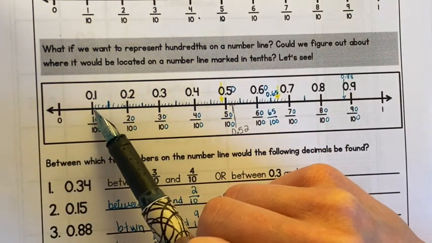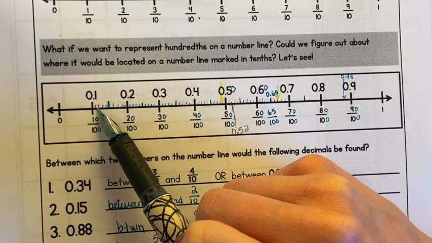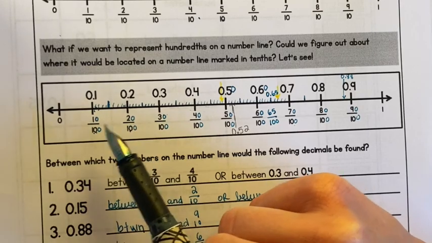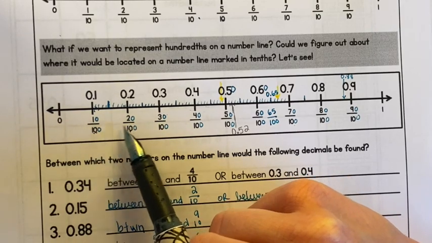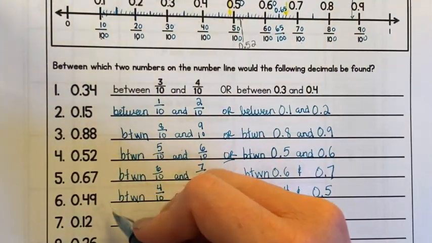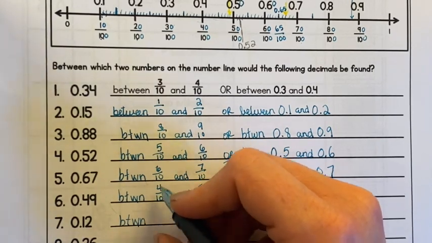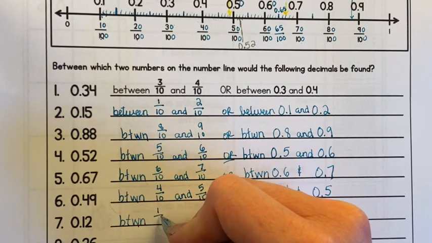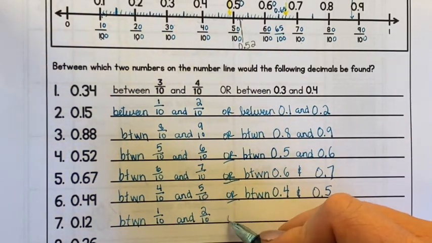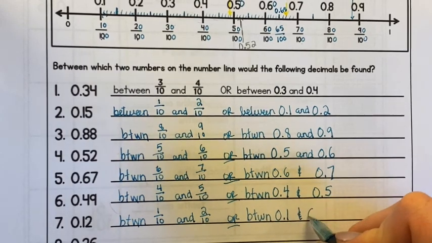Okay, my last two. This next one is 0.12, or 12 hundredths. So again, I'm going to go to 0.1, and then I just count up 2 more ticks. 1, 2, and it's right here. It's between 1/10 and 2/10. And I know my zeros are probably confusing you now. Or 10 hundredths and 20 hundredths, they're the same. Or 0.1 and 0.2. So we write that, we go down here and we write between 1/10 and 2/10, or between 0.1 and 0.2.